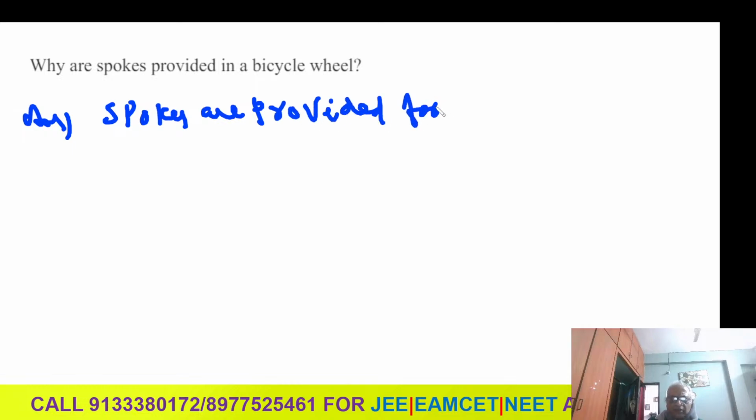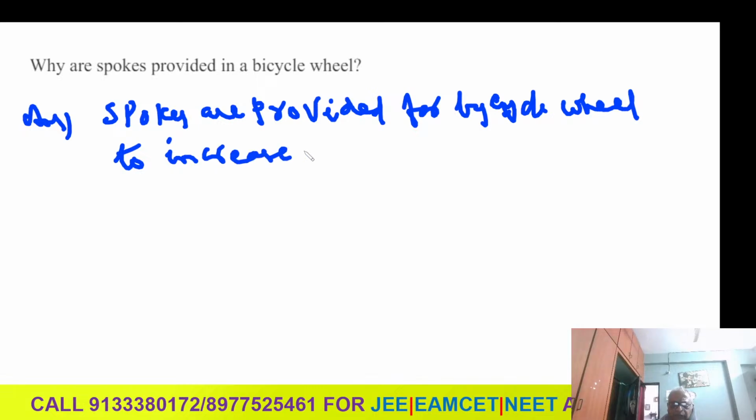Spokes are provided for the bicycle wheel. Bicycle means cycle only. Even scooters also, of course that will be different, but you can take the bicycle wheel only. Spokes are provided for the bicycle wheel to increase moment of inertia.